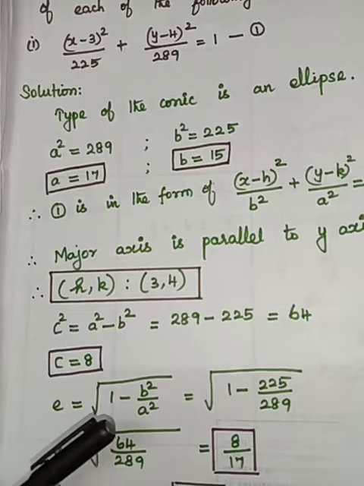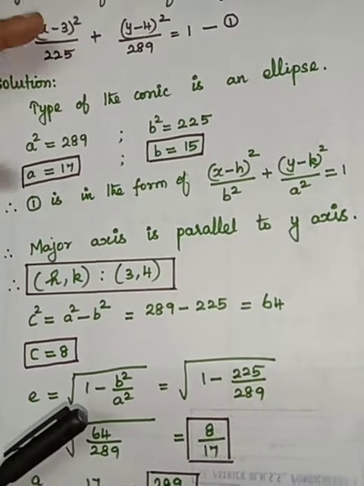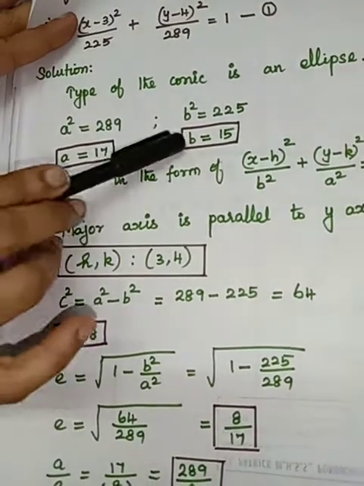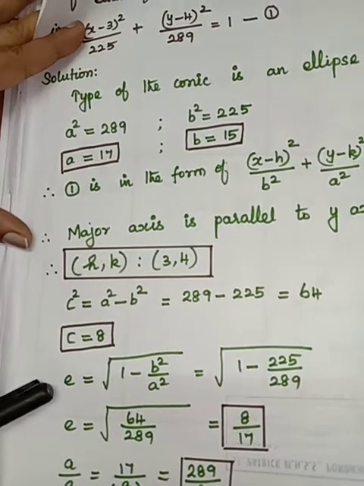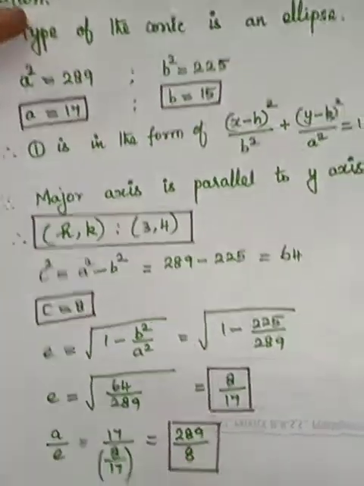So all the results we have found. What are the terms we need? We have found it. First we need a and b. Next you have c, then e and a by e. All the terms we have found.